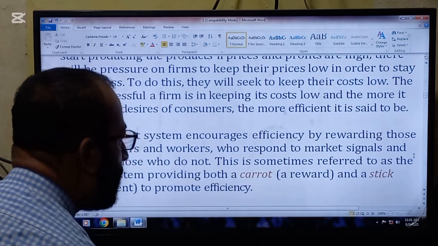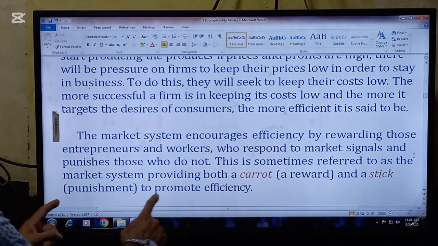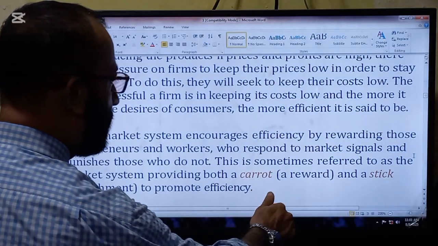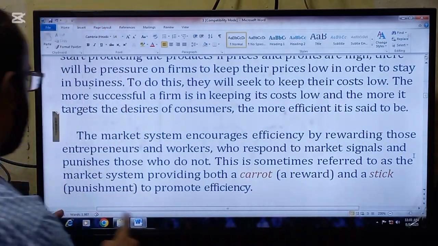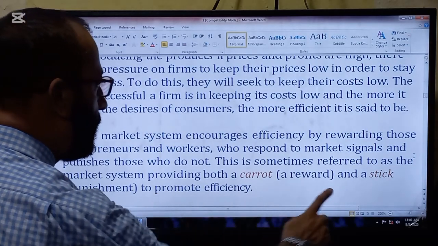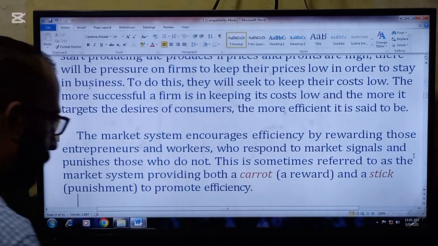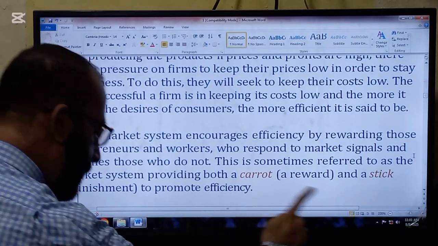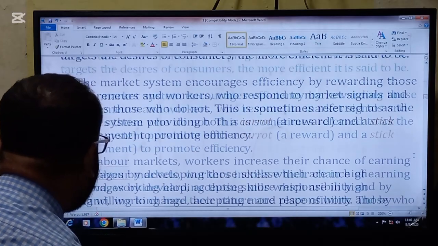This is sometimes referred to as the market system providing both carrots and sticks. Carrot stands for a reward, and a stick stands for punishment, to promote efficiency. So this is a technical term that is used. So the market gives both carrots and sticks.